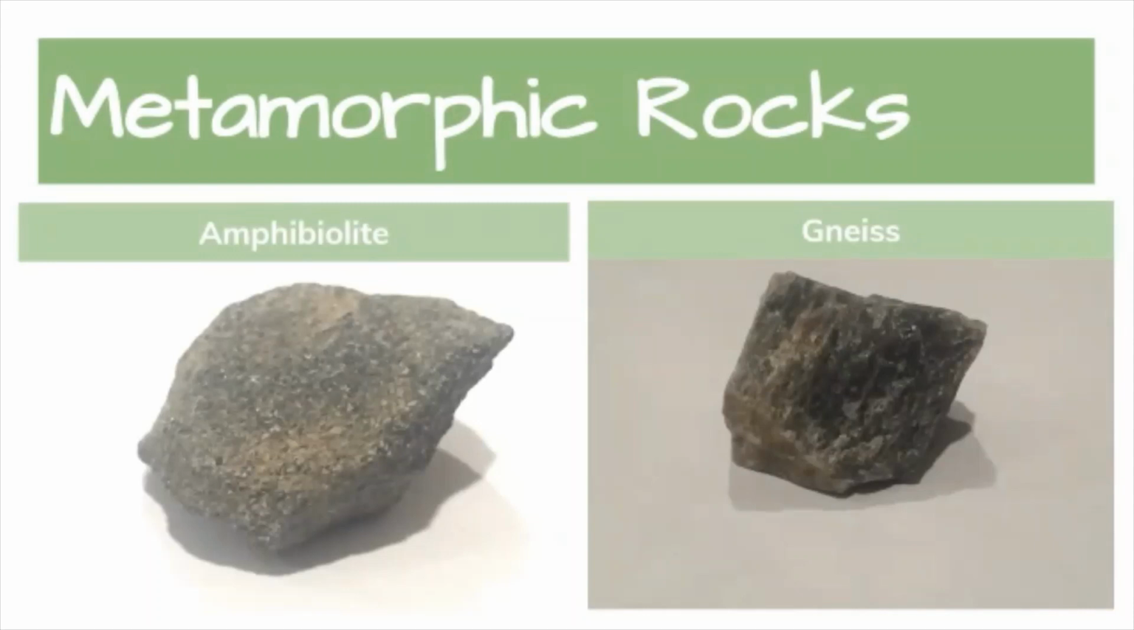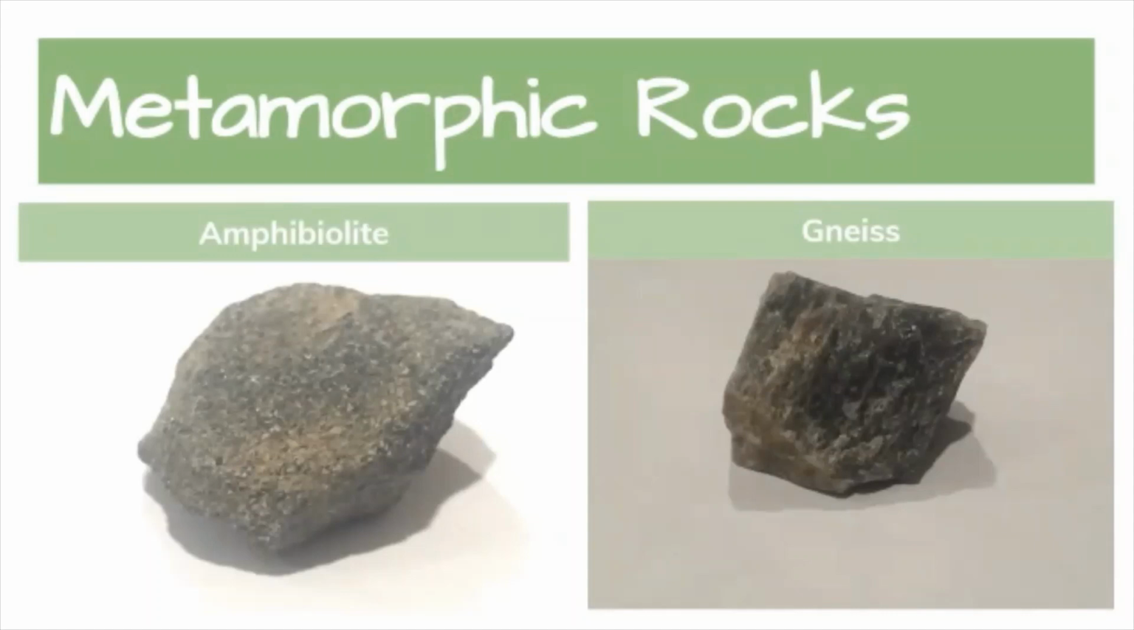Up next, we have amphibolite and gneiss. Amphibolite is very coarse-grained, green, brown, or black in color. They are part of a rock-forming mineral group called hornblende. Garnet gemstones can be found in these rocks, which can be very exciting.